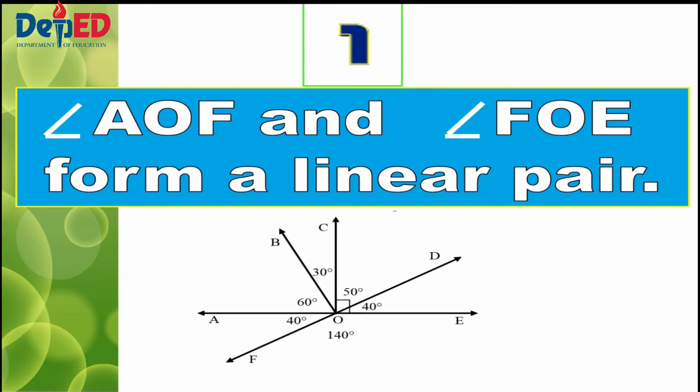Very good. The answer is true. Angle AOF and angle FOE are a linear pair because the sum of the measures of their angles is equal to 180 degrees. And they have two opposite rays, ray OA and ray OE. And they have a common ray, ray OF.